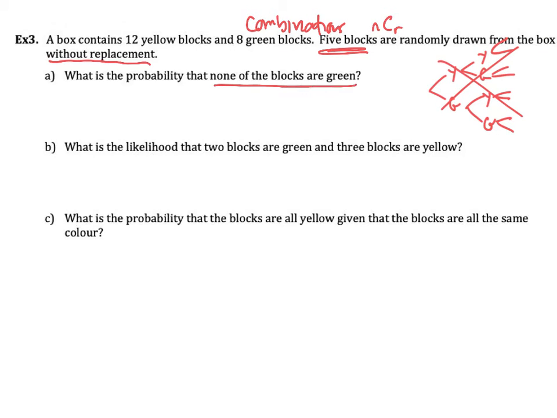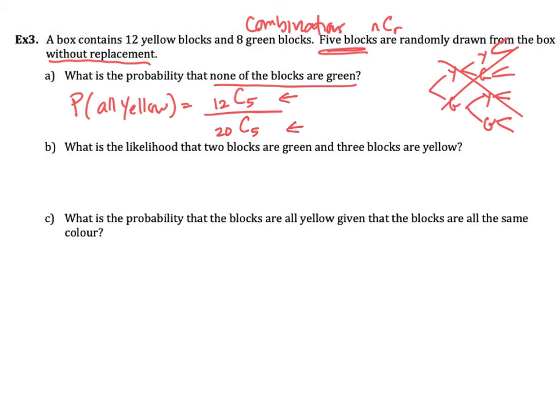What is the probability that none of the blocks are green? Well, none of the blocks are green means we're going to have all yellow. So the probability that all of the blocks are yellow, well, there's 12 yellow blocks to choose from. We are choosing all 5 of them from the yellow blocks. But the denominator has 20 blocks altogether. So it'd be 12 choose 5 divided by 20 choose 5, right? Any 5 in the denominator versus all yellow for the 5 in the top. And I'm just going to leave it like that. I don't have my calculator.